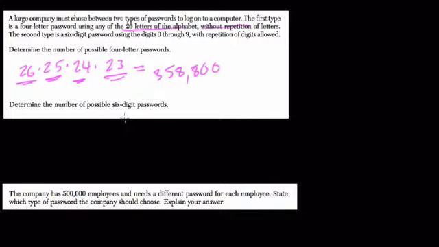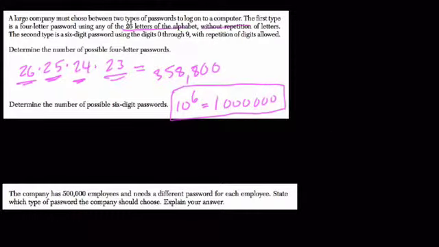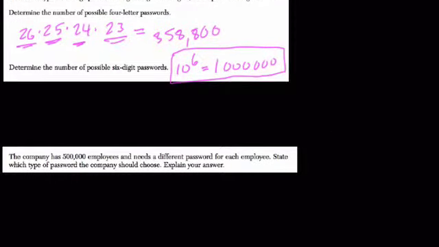And then in the second type, we're looking for six-digit passwords, and we can have repetition. So each time there are 10 digits to choose from. In total, there are 6 digits, so it's 10 to the sixth, or 1 million. So that certainly is a better way to serve the employees, to allow repetition. It creates so many more passwords.